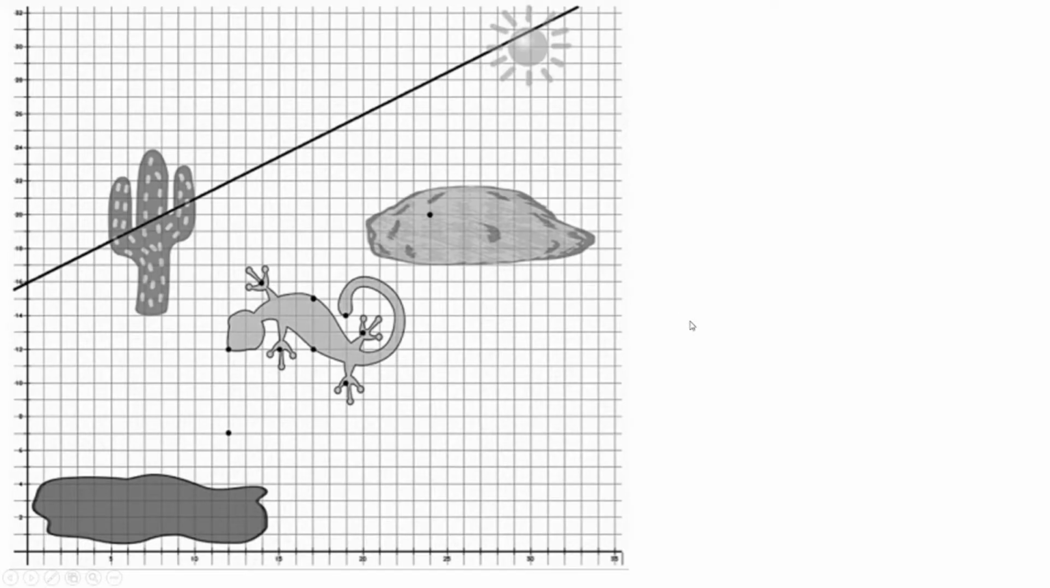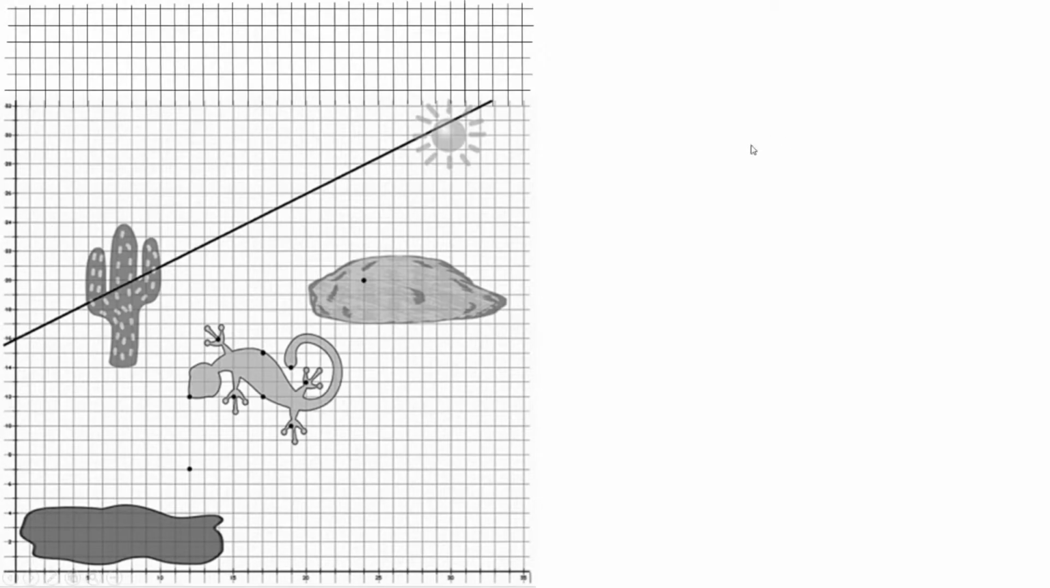Okay, welcome to Module 6, and for today's activity, I have three grids or pieces of graph paper for you, and each one has a lizard, a cactus, a rock, a pond, and a line. And look, we even have the sun up there in the corner, okay? So you'll have one, here's a second one, and your third one.